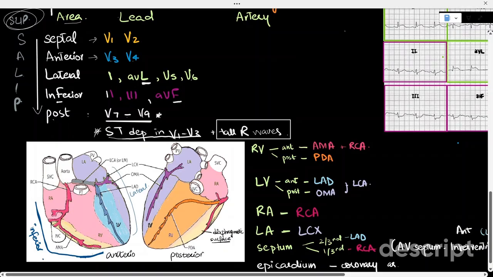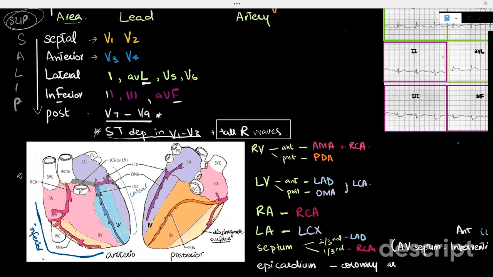yield question. For a better understanding, I have attached the heart diagram over here and we will be correlating it with the diagram. So septal means the septal area, which is mostly supplied, 2/3 of it is supplied by LAD. So the lead V1 and V2 shows septal infarct, and the occlusion will be of left anterior descending artery. Now the anterior portion again is mostly supplied by LAD. So V3 and V4 ST elevation will show occlusion of left anterior descending artery.